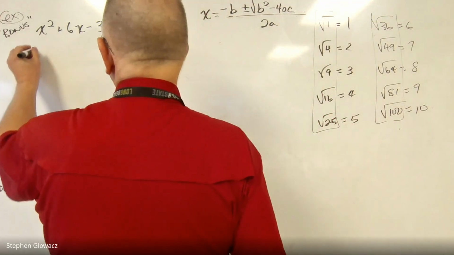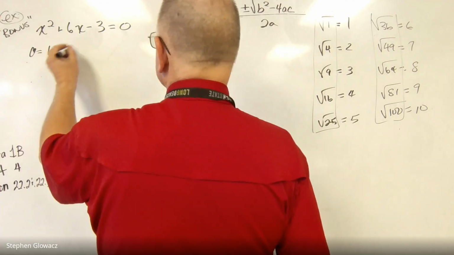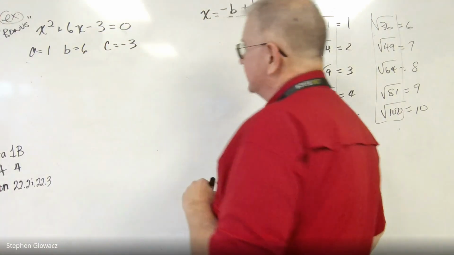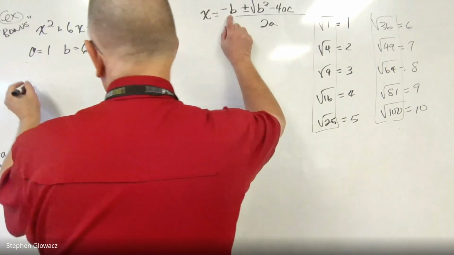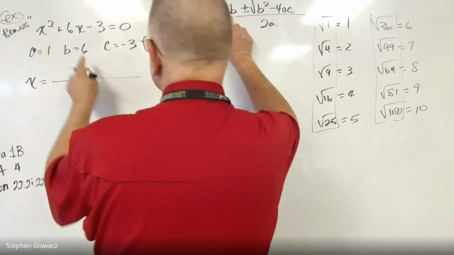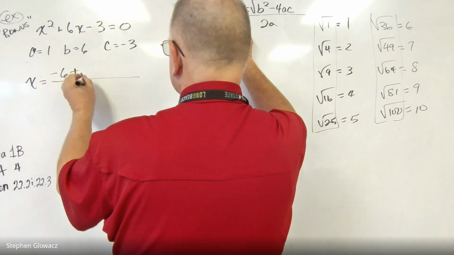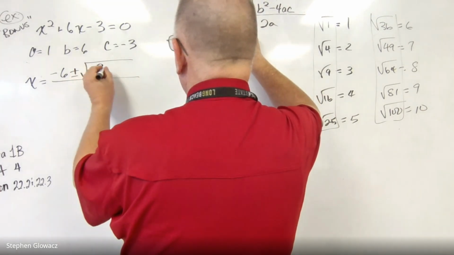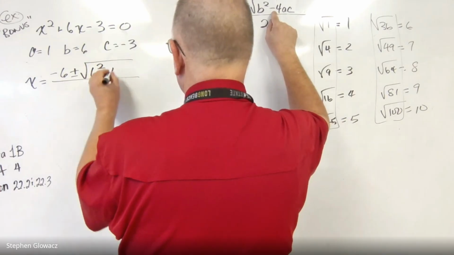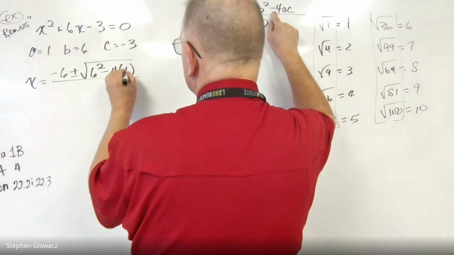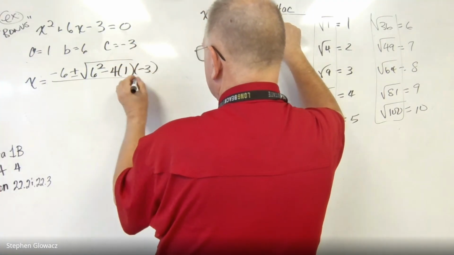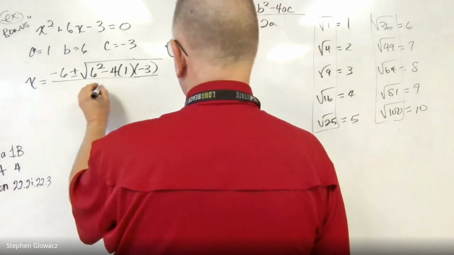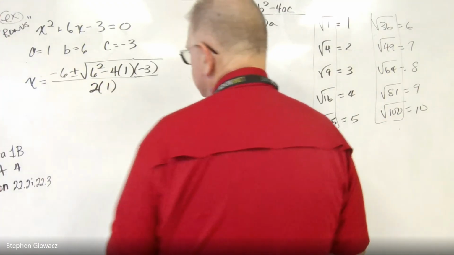So again, A is 1 because there's nothing written there. B is positive 6, and C is negative 3. So we have our A, B, and C. And now we have our quadratic formula. We have x equals negative b, so negative 6, because of that negative in front of the b. And then plus or minus the square root of b squared minus 4 times a, which is 1, times c, which is negative 3. Remember that 4, of course, is just part of the formula. And then all over 2a, 2 times a, so 2 times 1.